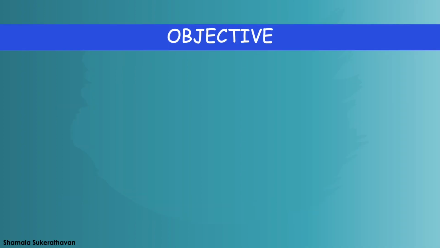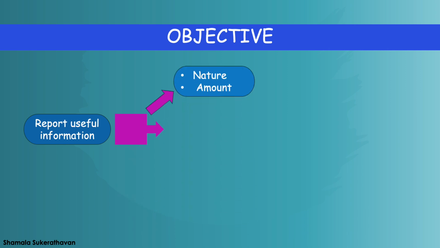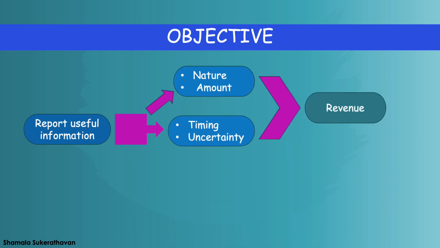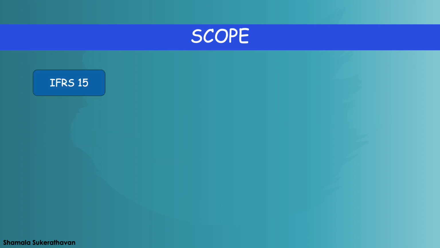The objective of IFRS 15 is to set out the principles that an entity shall apply to report useful information to users of financial statements about: 1. The nature, amount, timing and uncertainty of revenue, and 2. Cash flows arising from contracts with customers.